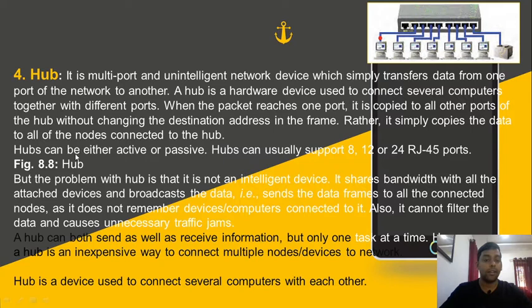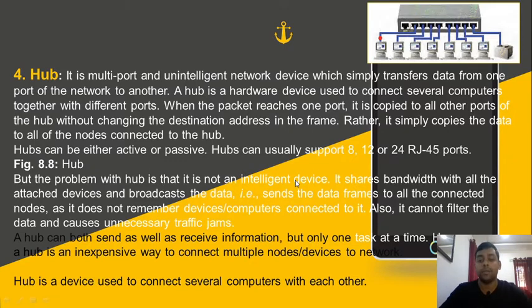Hubs can be either active or passive. Hubs can usually support 8, 12, or 24 RJ45 ports. There is an 8-port hub, a 12-port hub, and a 24-port hub. That means with an 8-port hub you can connect only 8 computers or devices, 12 devices, or 24 devices, that's it. But the problem with the hub is that it is not an intelligent device.